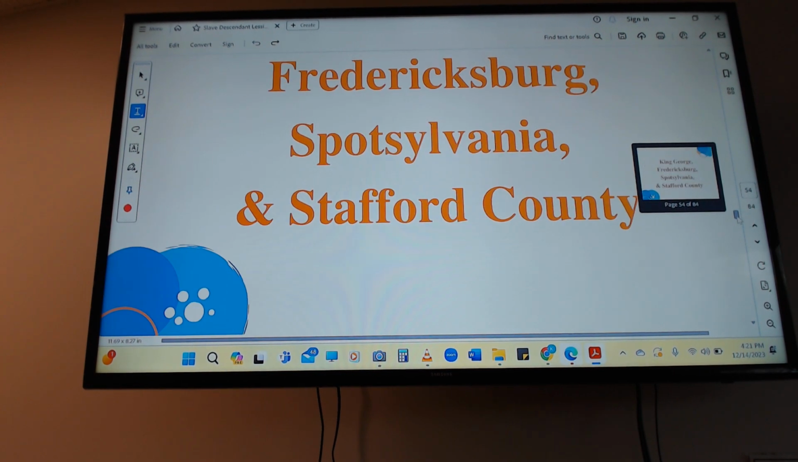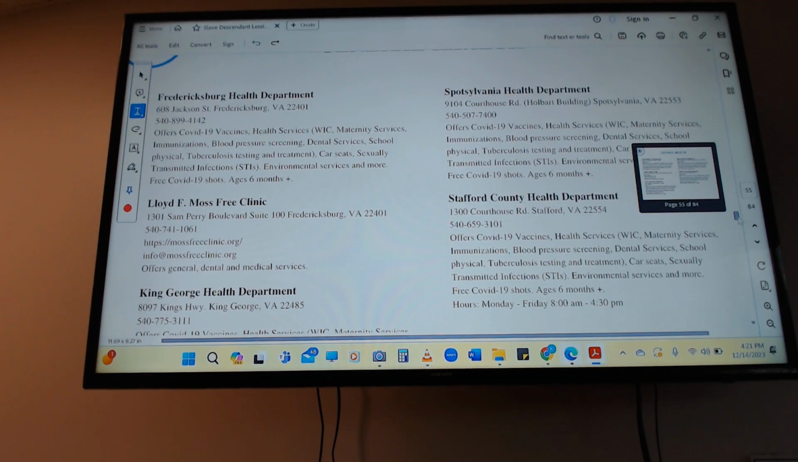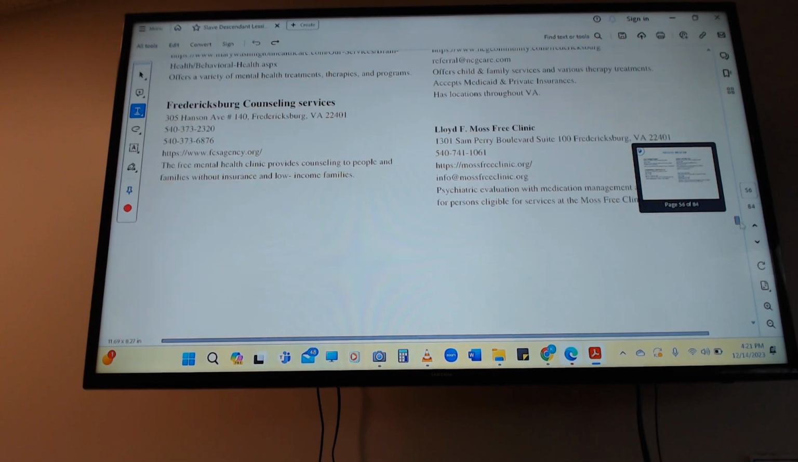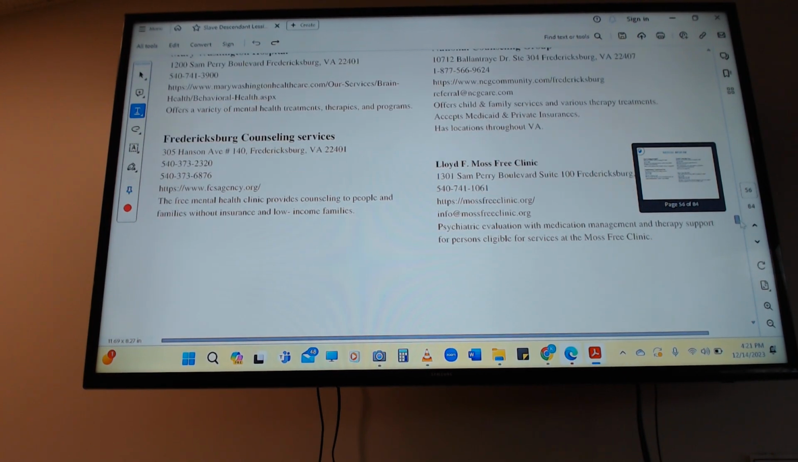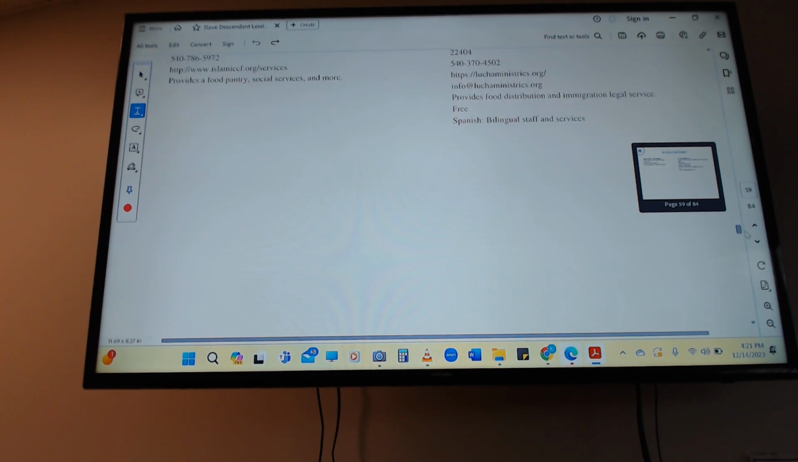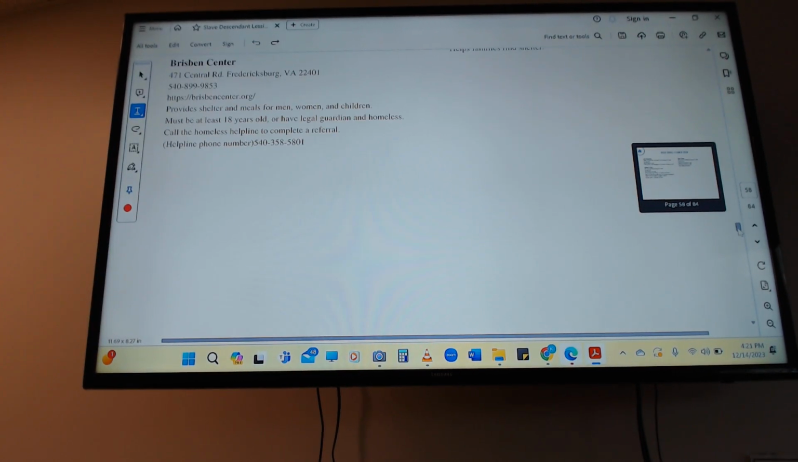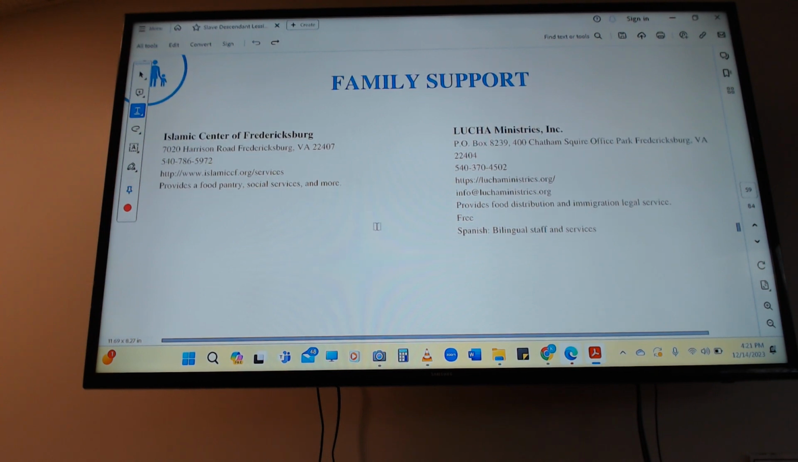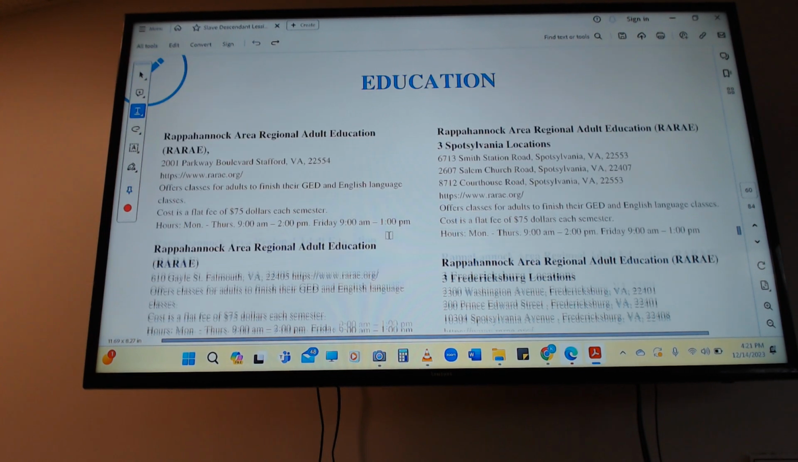And they're putting the same things. General health, okay? Food, clothing, housing, okay? Look, they got an Islamic Center for Fredericksburg, okay? Everybody is in these books except for us, okay? They just forgot to put us in there.